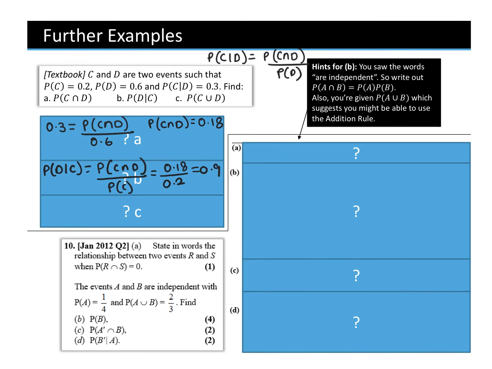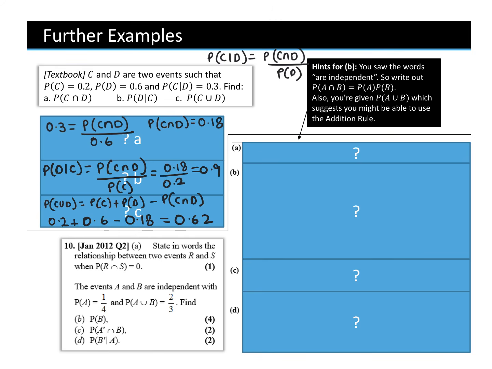The next it wants the probability of C union D. Now, we know the probability of C union D equals the probability of C plus the probability of D minus the probability of C intersection D. Probability of C, 0.2, plus D, 0.6, minus the intersection, which we worked out in part A, 0.18. 0.62 is the final answer.